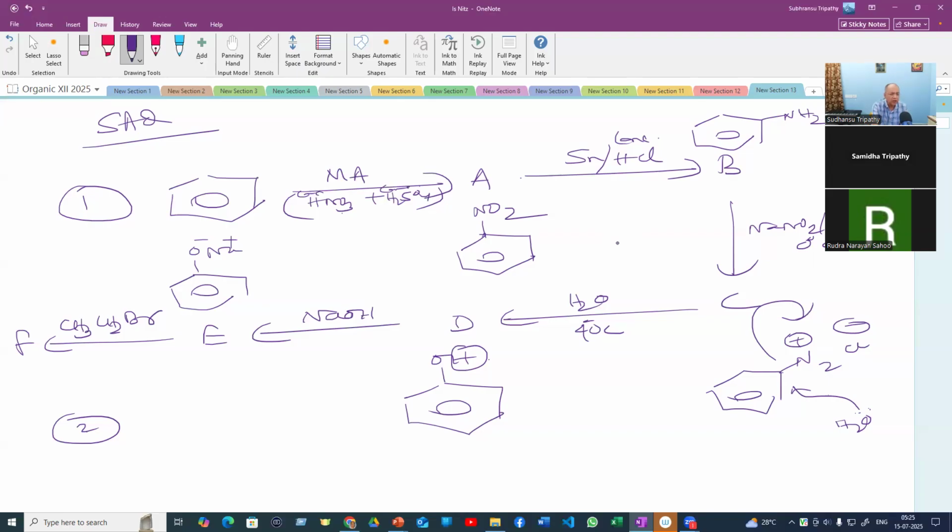So if you want ethoxybenzene, then you have to take phenol, make the sodium salt, sodium phenoxide, and then have SN2 with ethyl bromide or ethyl chloride. So this will be SN2. So you will get F, which is ethoxybenzene. That is an ether about which we shall be discussing. So this is ethoxybenzene. Got it? Understood, Mr. Tripathi? Yes, sir.